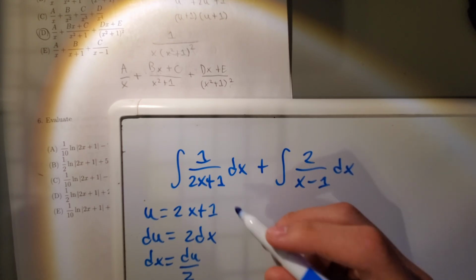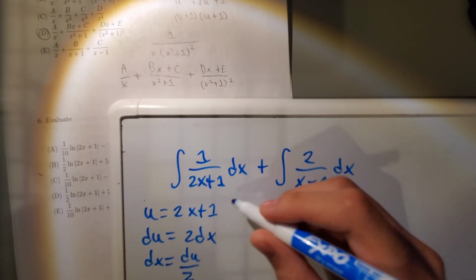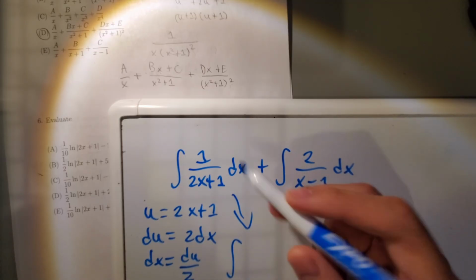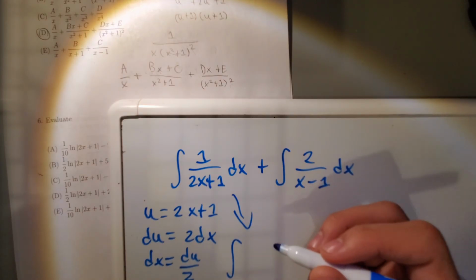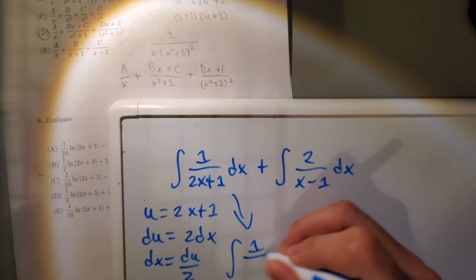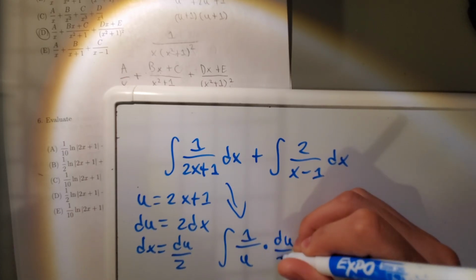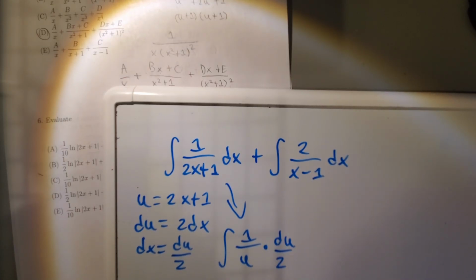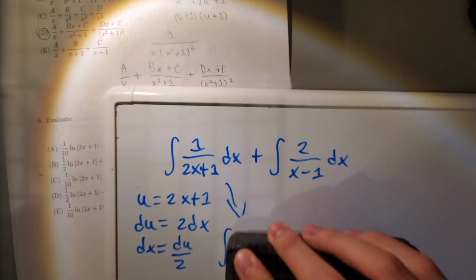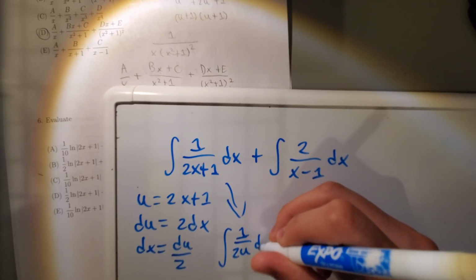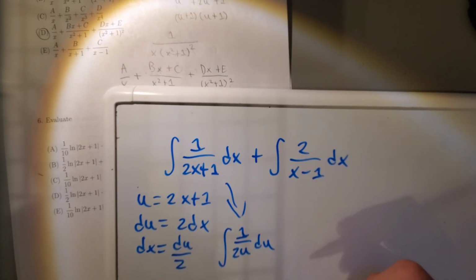And so now this new integral ends up looking like the integral. Oh, and since this is a definite integral, we don't have to worry about changing the boundaries either. So the new integral ends up looking like 1 over u times du over 2. So that simplifies down to 1 over 2u du. And we also have a constant here, that being 1/2. So we can take that out as well. And from there, the integral becomes obvious.